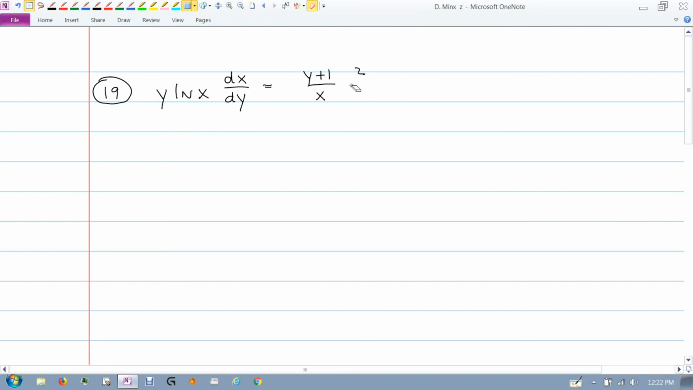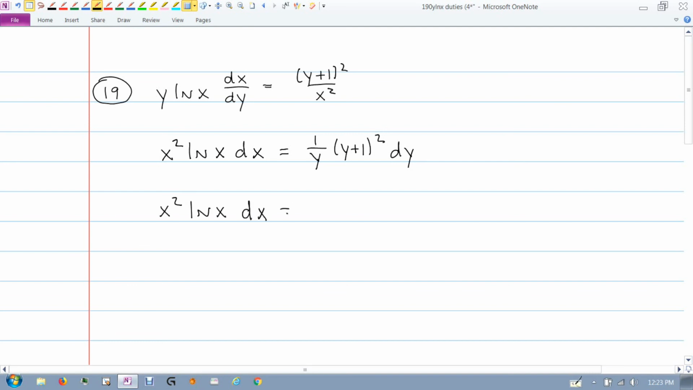On the right hand side, if we're squaring a fraction, we just square the top and square the bottom separately. Then I'll bring that x squared over by multiplying it on both sides. Then I'm going to divide both sides by y, and I'm still going to have that y plus 1 squared on the right. Then I'm going to multiply both sides by dy. So that should have just been algebra there. Then we have x squared natural log x dx equals, let's see, y plus 1, that quantity squared, over y dy.